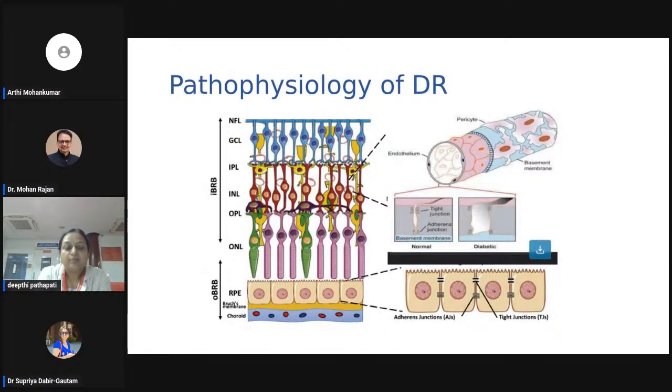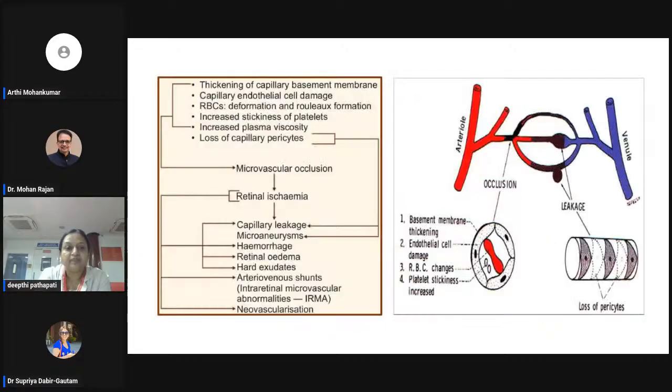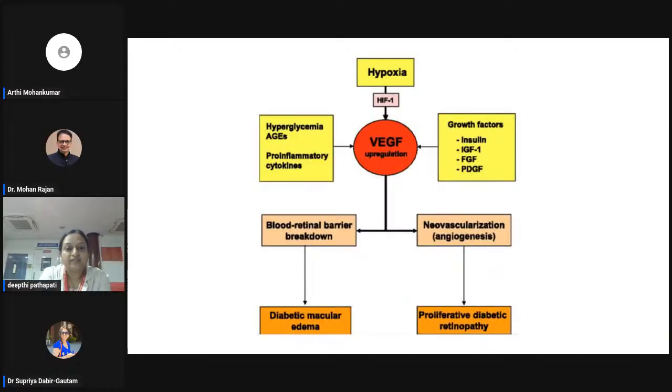Loss of pericytes, which are seen on the blood vessels, can be called a hallmark of early diabetic retinopathy. Thickening of the capillary basement membrane, capillary endothelial cell damage, RBC deformation and rouleaux formation, and increased stickiness of platelets all cause microvascular occlusion, further leading to retinal ischemia and causing capillary leakage, microaneurysms, hemorrhage, retinal edema, hard exudates, arteriovenous shunts or IRMAs, and neovascularization. Hypoxia upregulates VEGF along with hyperglycemia, AGEs, pro-inflammatory cytokines, and growth factors.